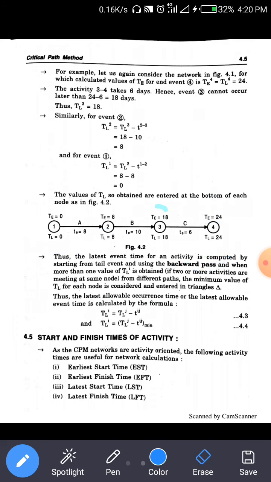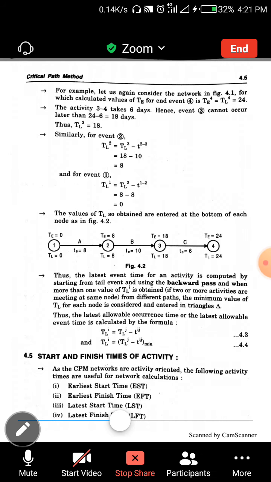Now, start and finish times of the activity. So what are the start and finish times of the activity? As CPM networks are activity oriented, the following activity times are useful for network calculation: earliest starting time, earliest finish time, latest starting time and latest finish time. These are the main four times: EST, EFT, LST and LFT.